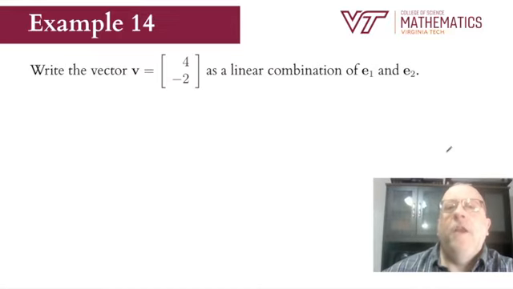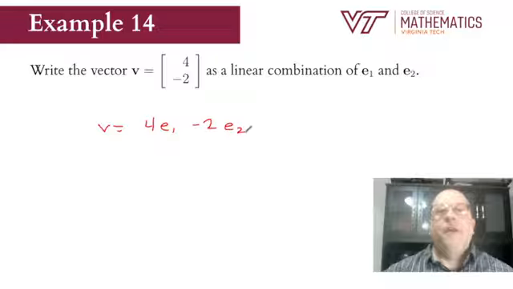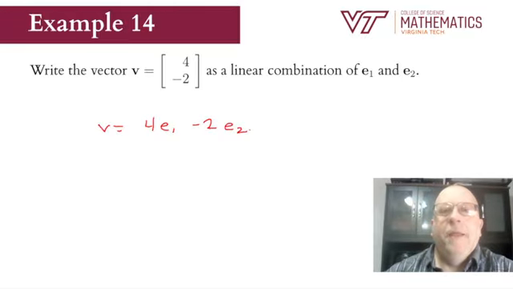So if we wanted to go the other direction and we have this vector and we want to write it as a linear combination of E1 and E2, well, that's 4 times the vector in the first direction and negative 2 times the vector in the second direction. 4 times E1 and negative 2 times E2. And that's how these standard basis vectors work.